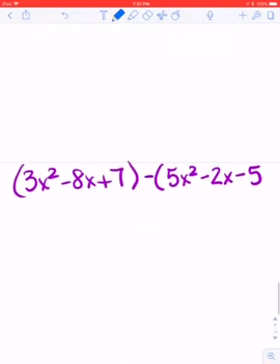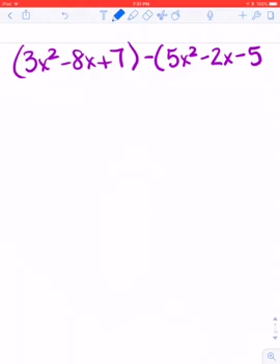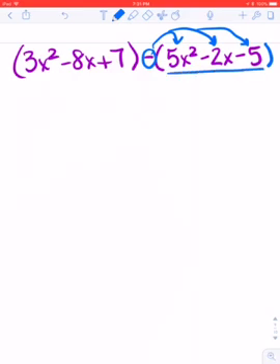Okay, now the challenge I think out of the ones we've done so far has been the subtraction. So if we take a look at these two, you can see that there's a subtraction sign here. And we talked about during class that we have to distribute that to everything. Basically, that means everything in this parenthesis, I just have to change its sign. So instead of being positive 5x squared, it's going to be negative. Instead of being minus 2x, it's going to be plus 2x. Instead of minus 5, it's going to be plus 5.